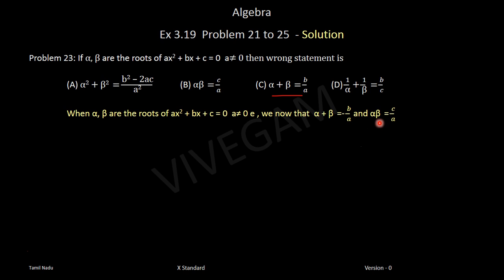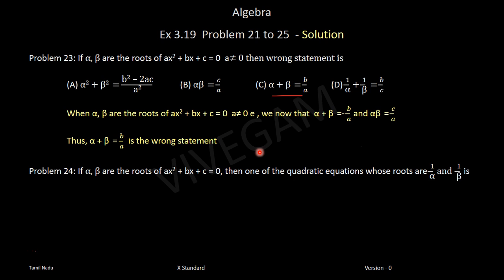Therefore, this option C is wrong. Right? So alpha beta is given as b by a, which is wrong because it is equal to minus b by a. So this is our wrong statement. Okay, so now let's go to problem 24.